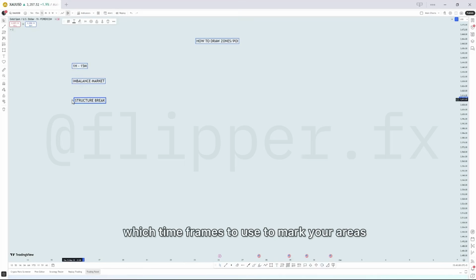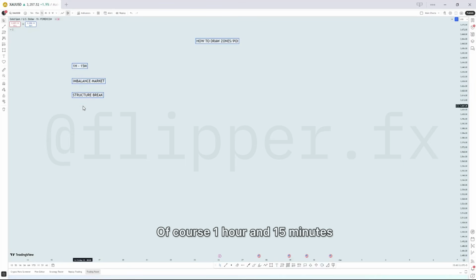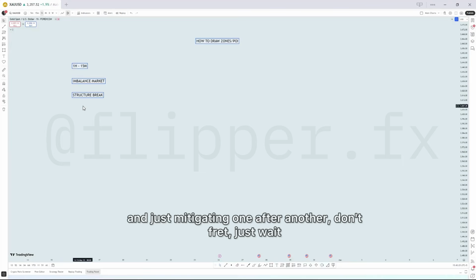So now you know which time frames to use to mark your areas. Of course, 1 hour and 15 minutes. You also know when to trade: when the market is imbalanced. And if the market is choppy, if it gets stuck between multiple points of interest and just mitigates one after another, don't trade. Just wait for the momentum. Let the market show you a clear imbalance and direction.